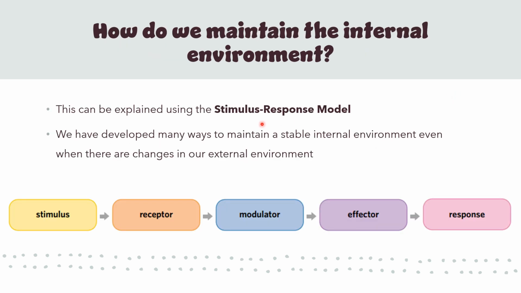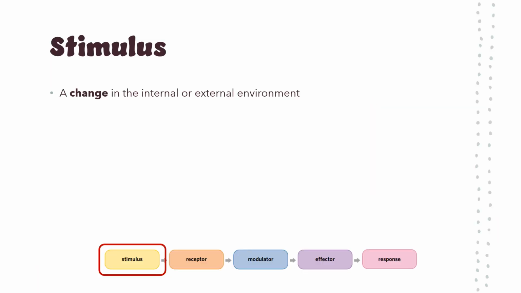So we are going to use a stimulus response model, which you can see down here, to explain how organisms can maintain their internal environment. So we have a stimulus, receptor, modulator, effector, and response. Starting with the stimulus, this is a change in the internal or external environment. So for example, you're eating food or you're exercising, there is a rain, or you're dehydrated, something that changes.